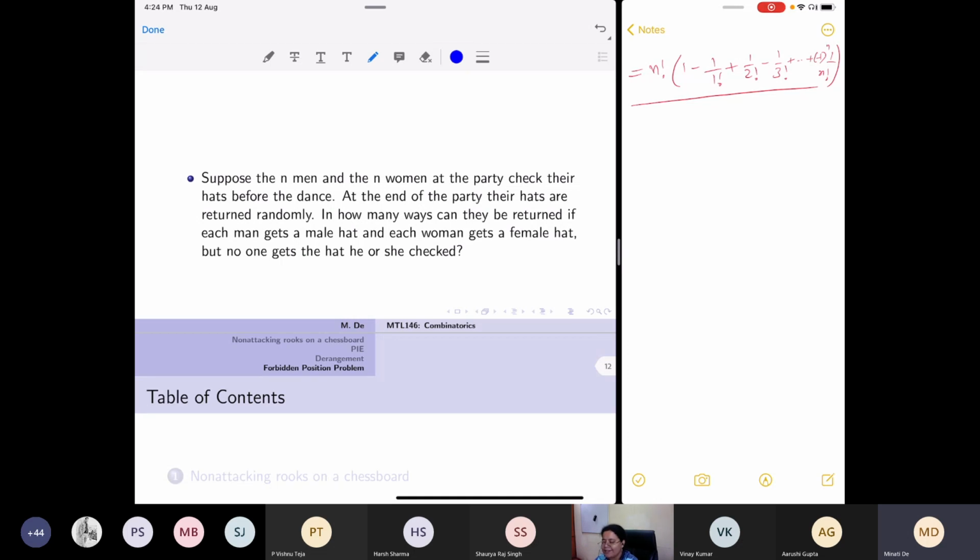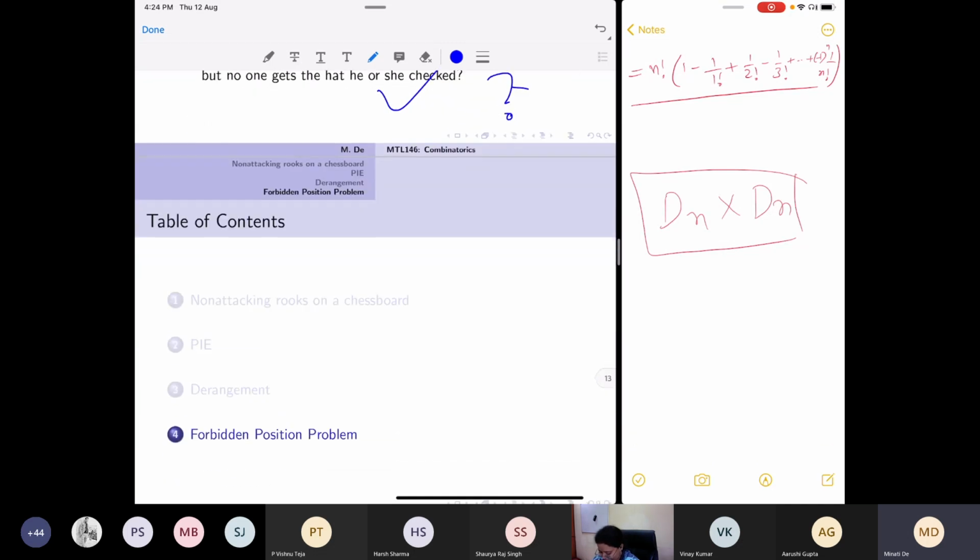The caretaker is not that careless, but it might happen that no man got their own hat and no woman also gets their own hat. So now the question is, how many ways can it happen? Can you tell me? Dn square, right? You have multiplied, which means you have applied the principle of multiplication. Good. So these are all elementary things. There is nothing new in it.